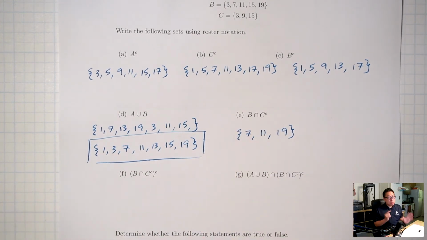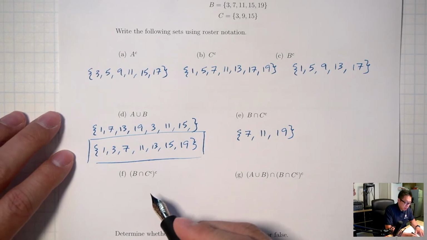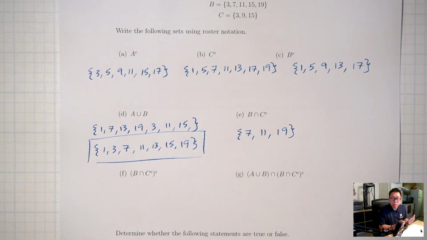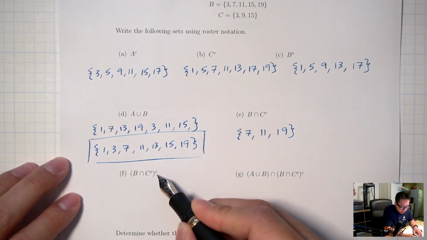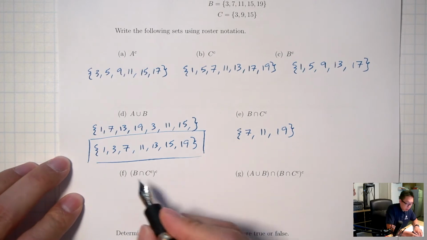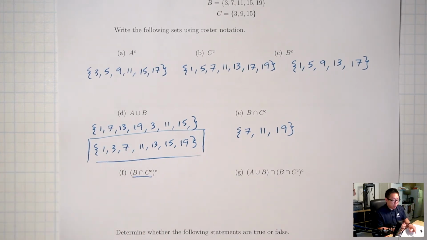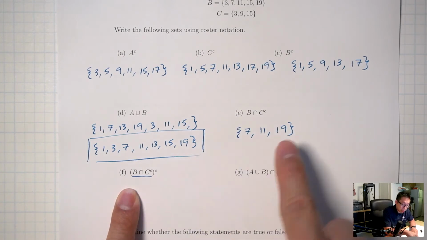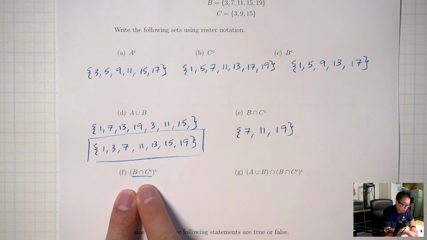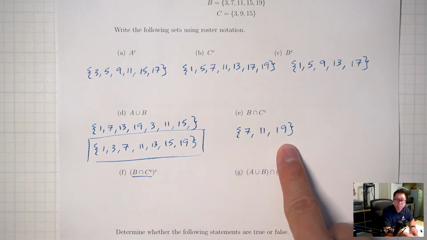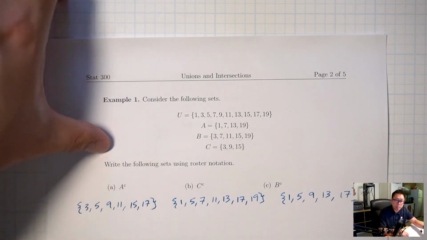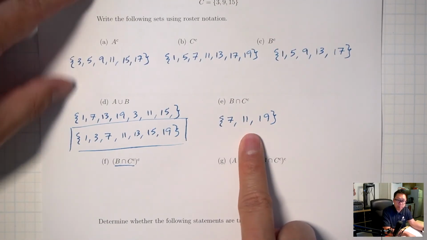Part F looks a little bit complicated, but it's not really. This is B intersect C complement, parentheses complement. All this is asking you to do is take the complement of whatever's inside the parentheses. Whatever's inside of parentheses, we already did, right? B intersect C complement, we did already. We actually did it right here. So all this is asking you to do in part F is to take the complement of part E. And complement means I want everything that's not in part E. So I'm going to go through my universal set and list out everything that is not in part E.